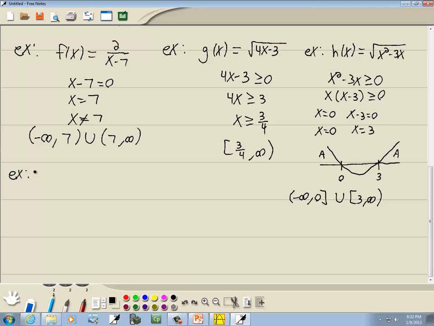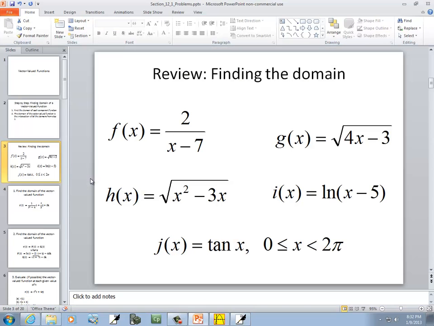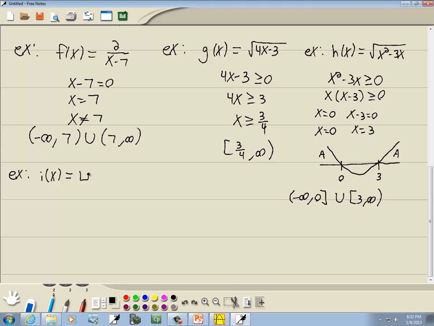I of x is equal to natural log of x minus 5. Now, we can't have log of 0 or log of a negative number. So whenever you have a log, no matter what the base, you're going to take what follows the log and set it greater than 0. So we get x is greater than 5, so we'd have parentheses 5 to positive infinity.